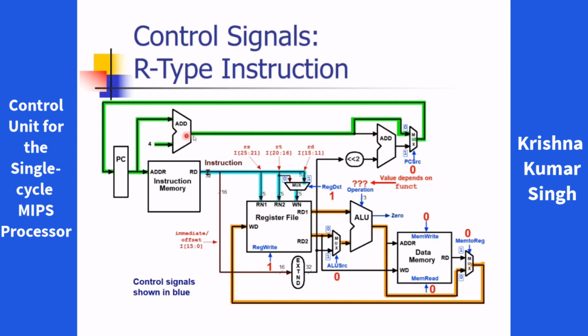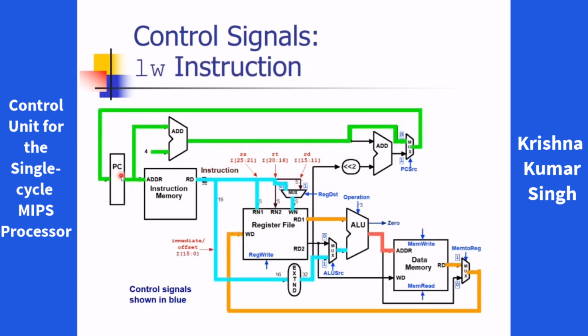Let's take the control signals for the load word instruction. ALU source should be 1 this time. The second input of the ALU is coming from this part of the data path. The ALU operation is addition, 010 is the addition code. Memory write is 0 because we want to read from the memory in the load word instruction. We want to load data from the memory.